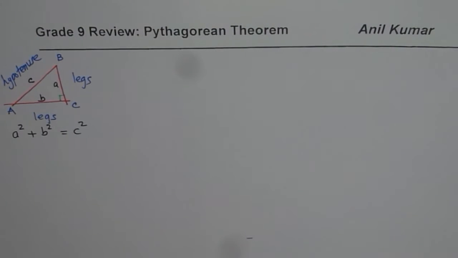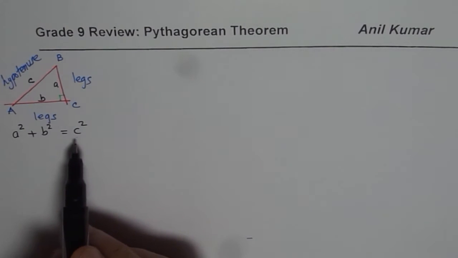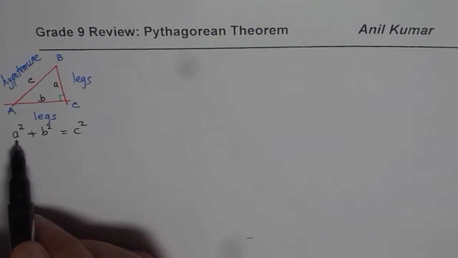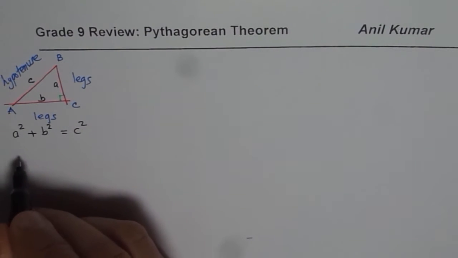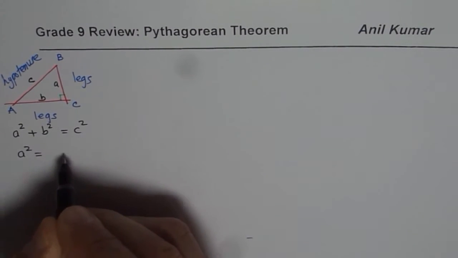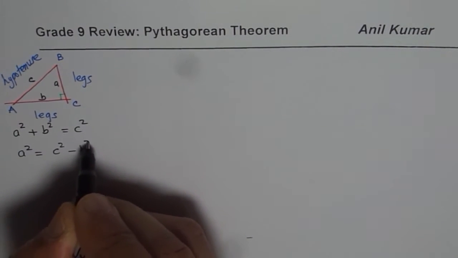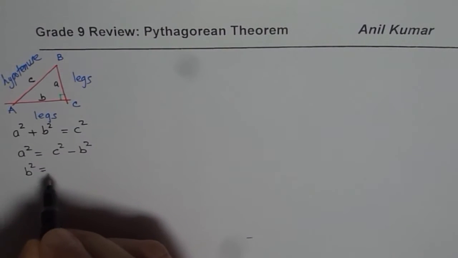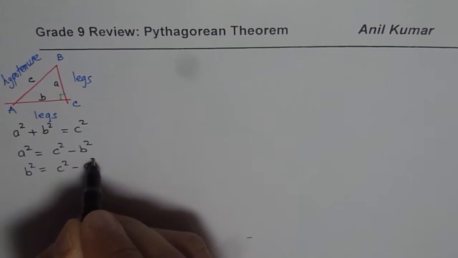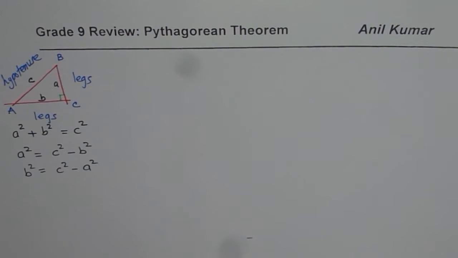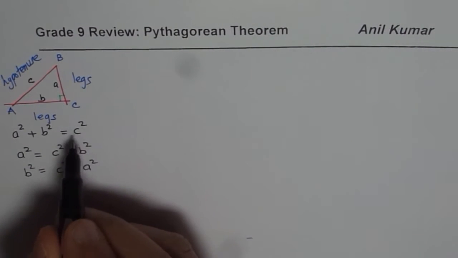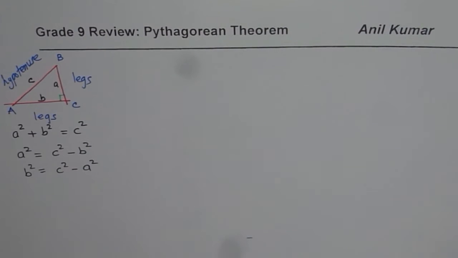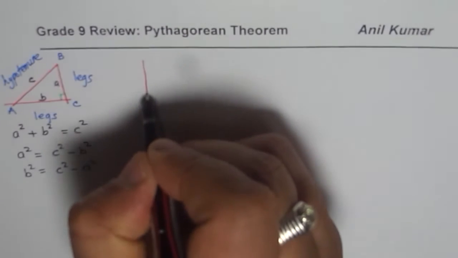Right? At times you may have to rearrange it. Sometimes if you want what a is, you could write this as a square equals c square minus b square. You could write b square equals c square minus a square. So these are the different ways you can write the same equation. But in case you want to know what c is given a and b, how will you do it? Well, let's sketch another triangle and then figure it out.